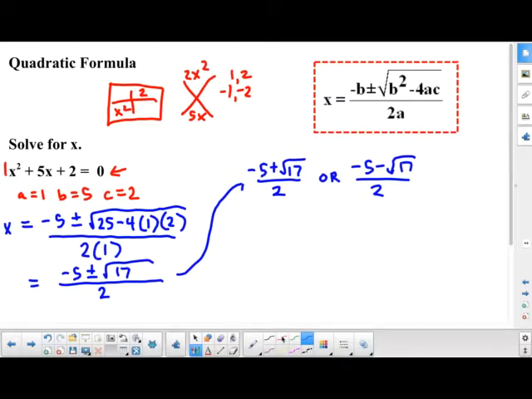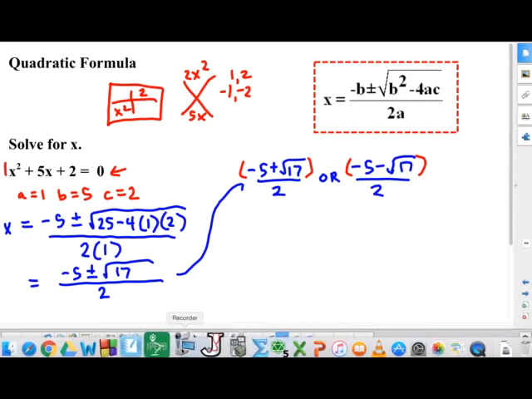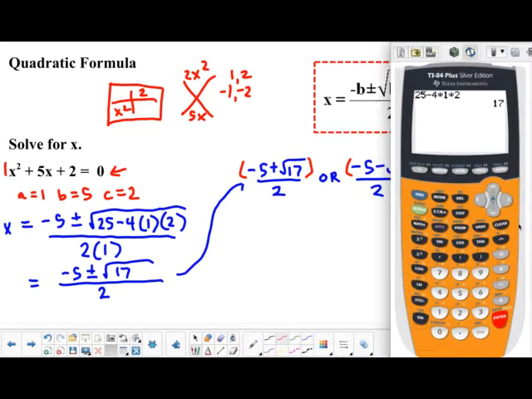A couple of thoughts here. If you want to do it on one line, you simply put parentheses around the top. They're kind of invisible, but you should put them in. I'll do the first one on my calculator. I do parentheses, negative 5 plus square root of 17, then get out of the square root and end my parentheses. Notice how everything on top has parentheses around it. Then I press divide by 2. This is my first answer, and I can round off to negative 0.44.